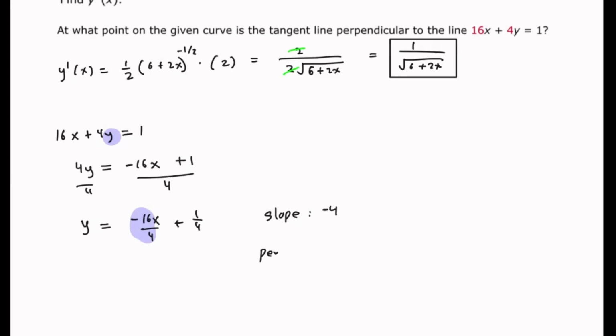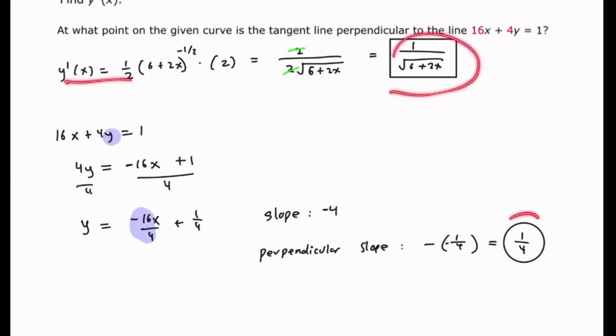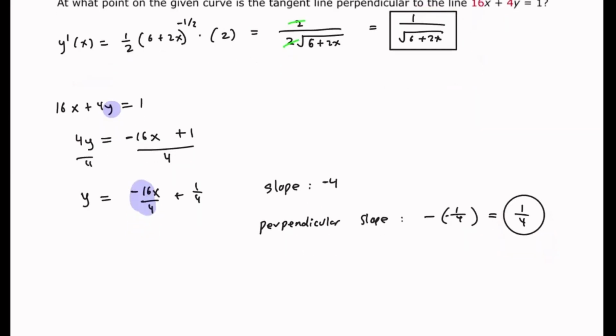Now, if you want a perpendicular slope, we're going to be doing the following. So for perpendicular slope, we're going to be negating our slope, so negative 4, and reciprocating that. So that's going to give us positive 1/4. So that's the slope we want. So we take our slope, which is the derivative, set it equal to this number right here. So we're going to go ahead and see when that happens. So we take 1/4, set it equal to our derivative, which is 1 over square root of 6 plus 2x. And then we solve for x.